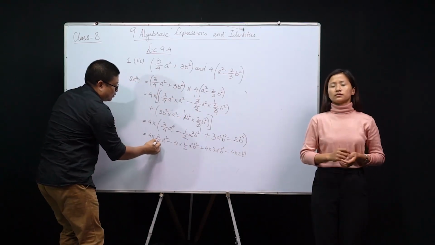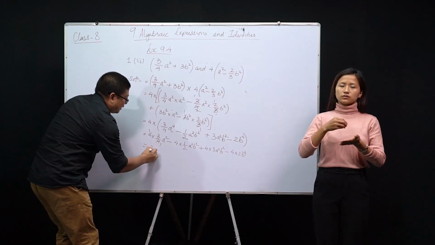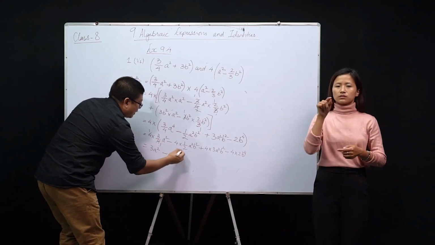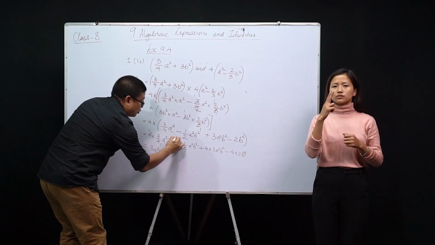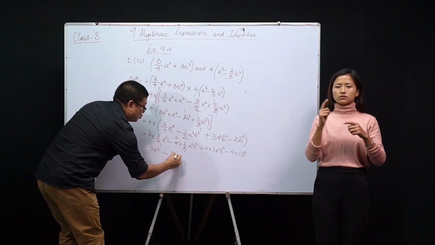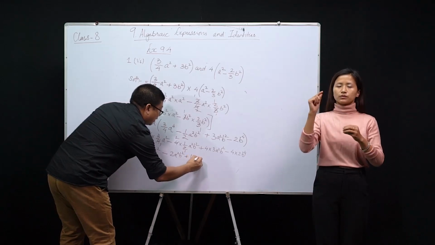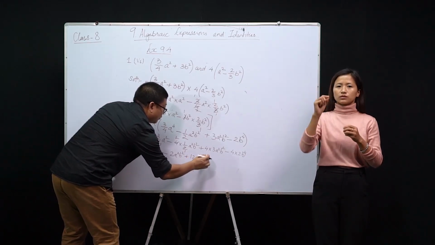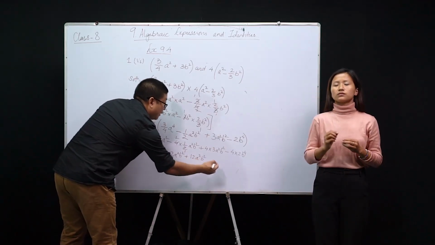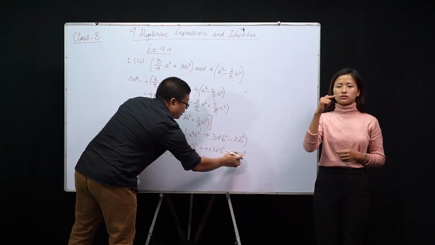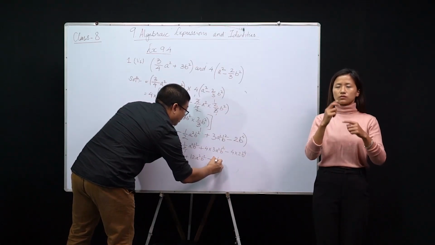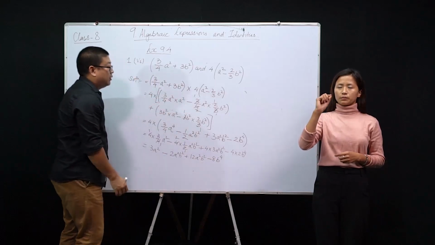So you can cancel here also, 4 into 1, 4 into 1. You're getting 3a square minus 2 into 1, 2 into 2. So you're getting 2a square b square plus 12a square b square. When you multiply 4 into 3, you get 12 minus 4 into 2 is 8, b to the power 4.